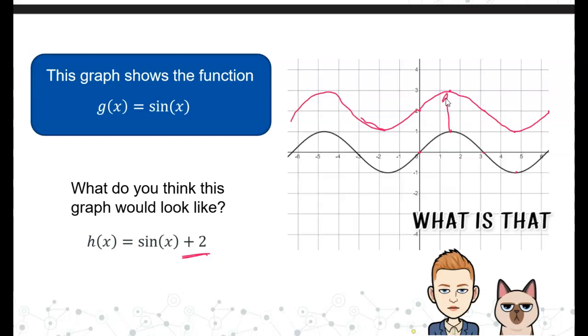Any particular point is shifted up 2 units. And we didn't need to know anything about the sine function to do that. All we need to know is that vertical shifts result from adding or subtracting a number at the end of the function, just adding or subtracting a number by itself.